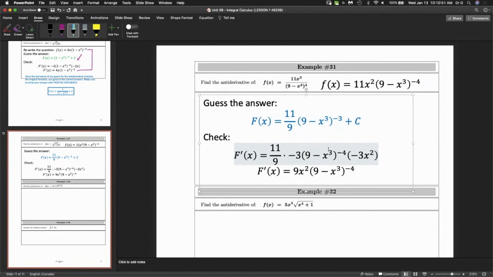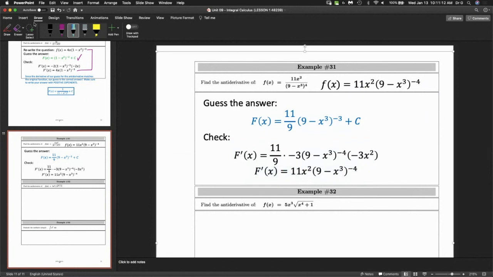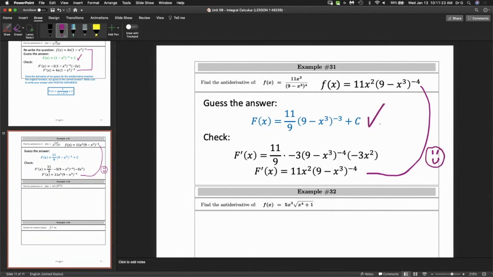And then if you clean this up, after you clean up all these numbers here, you're going to get 11 over 9 times 9. So then the 9's cancel, and you're just left with 11. And that is perfect. Look at that. They match now. They're the same. So now this is the answer.